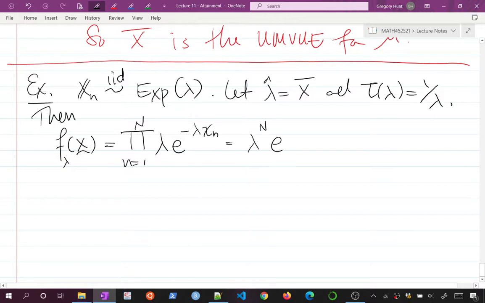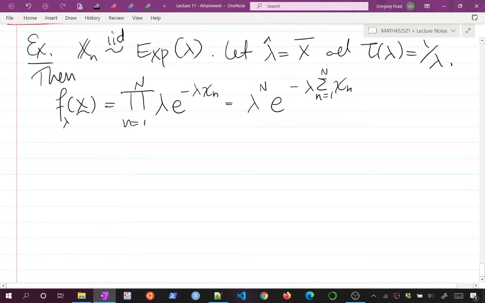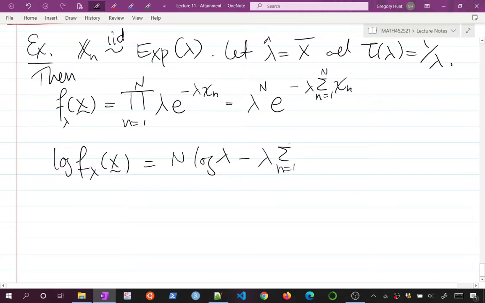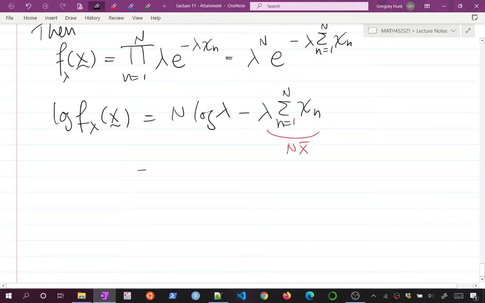I think I've done this about a million times. People are probably bored. And this is what I'll get. It's good practice manipulating these things. So log of f lambda of x is n log lambda, the product becomes the sum minus whatever is in my exponent. Whenever you see the sum of the x sub n's, you should always recognize that that can be written as n x bar. That's cute because x bar shows up there. Well, that's promising. So this thing you could write as n log lambda minus lambda n x bar.